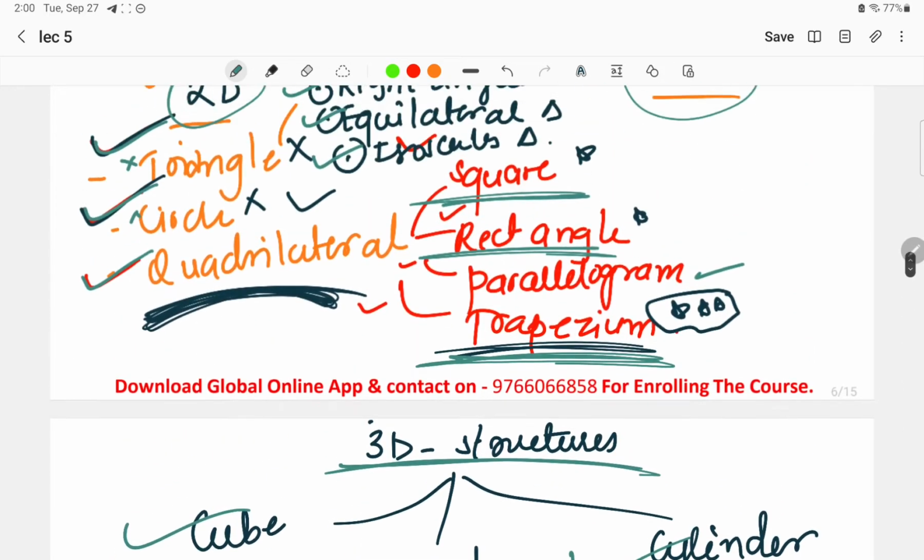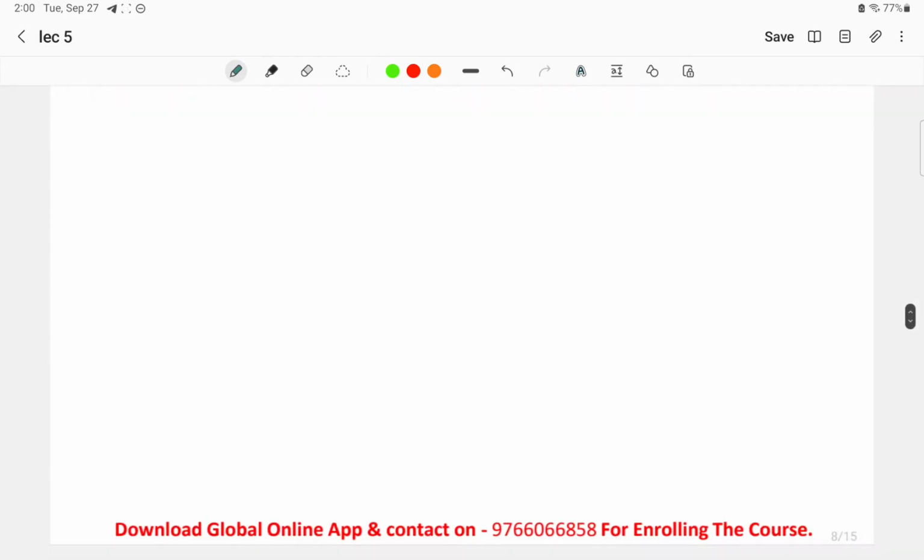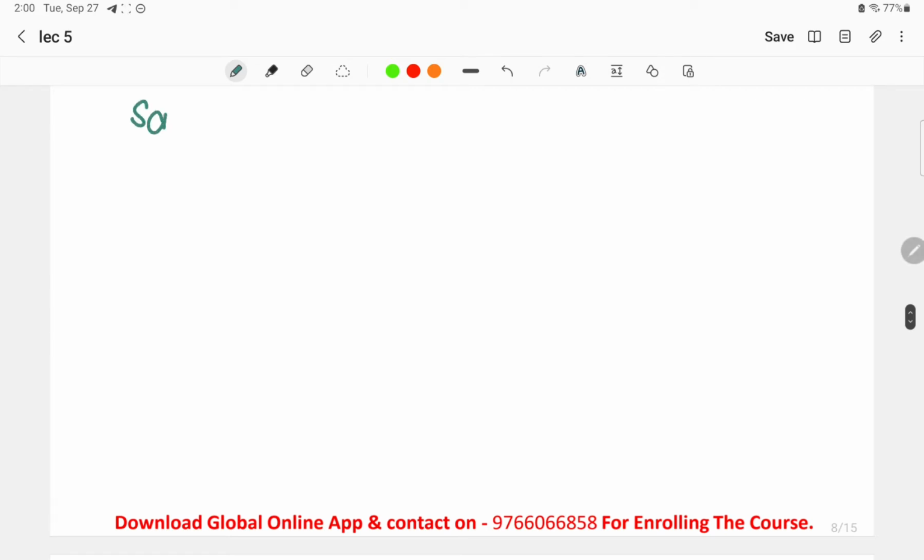Now let us discuss these 2D structures one by one. Specifically in quadrilateral we'll start with square. Okay, in quadrilateral we'll start with square. What are the things that we have to keep in mind regarding the square? Let us draw one square over here. Sorry, I went for the rectangle. Okay, this is the square.